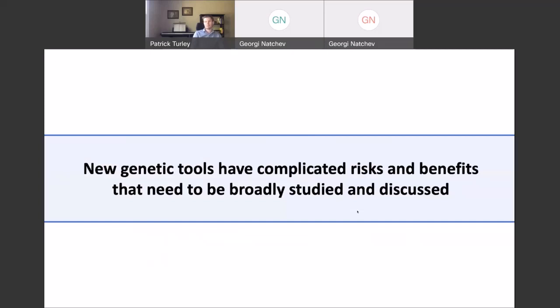Overall, the point that I'd like to make is that new genetic tools like embryo selection using polygenic scores are very complicated. They have complicated risks and benefits, and they need to be broadly studied and discussed. I've only listed a handful of the other concerns, but there's also a number of other reasons that a technology like this is potentially risky, both societally and individually, to potential consumers.